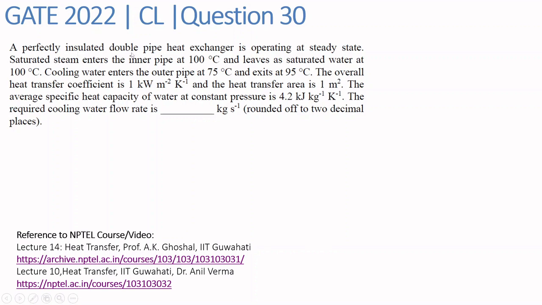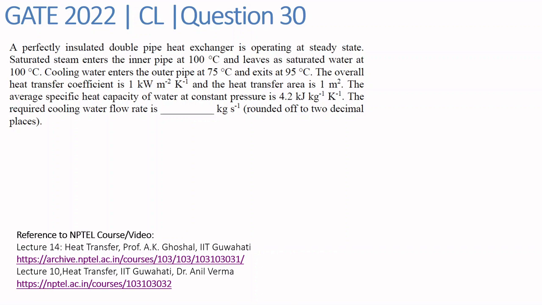A perfectly insulated double pipe heat exchanger is operating at a steady state. Saturated steam enters the inner pipe at 100 degrees Celsius and leaves as saturated water at 100 degrees Celsius. Cooling water enters the outer pipe at 75 degrees Celsius and exits at 95 degrees Celsius. The overall heat transfer coefficient is 1 kilowatt per meter square Kelvin and the heat transfer area is 1 meter square. The average specific heat capacity of water at constant pressure is 4.2 kilojoule per kg per Kelvin. The required cooling water flow rate is blank.